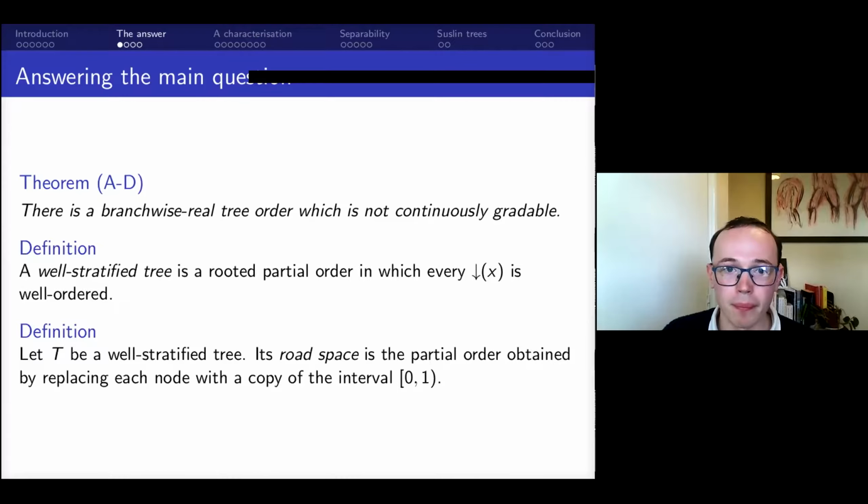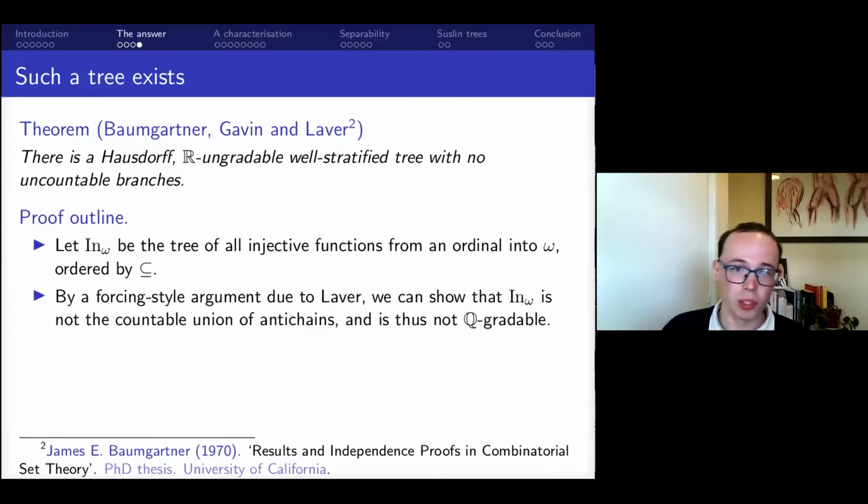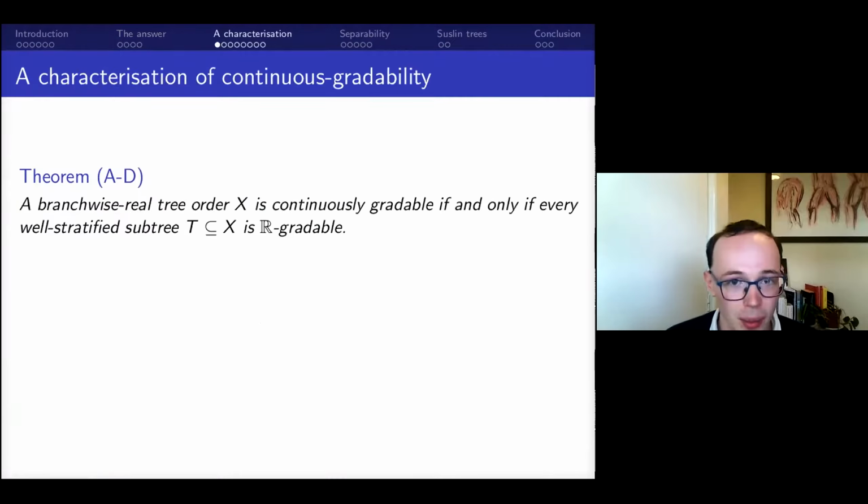Okay, but there's more to be said. So in the second part, I'm going to look at characterizations of what it means for a branchwise-real tree order to be continuously gradable. And so this is the characterization which I'm going to prove. A branchwise-real tree order is continuously gradable if and only if every well-stratified subtree is R-gradable.